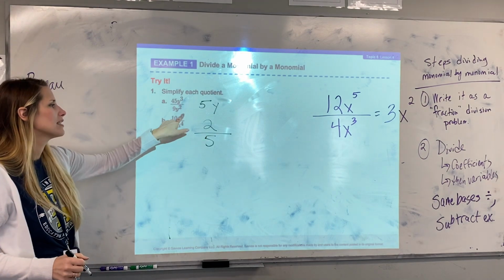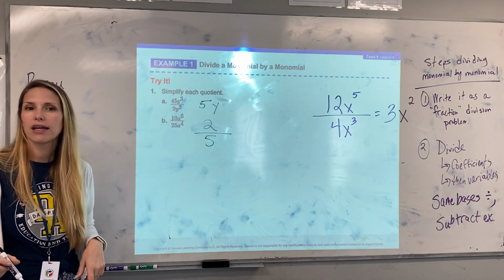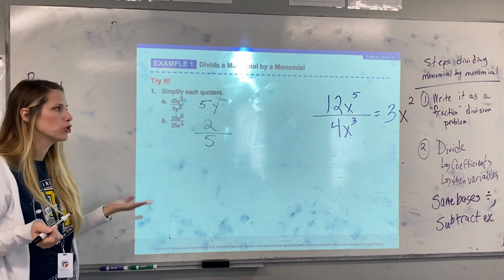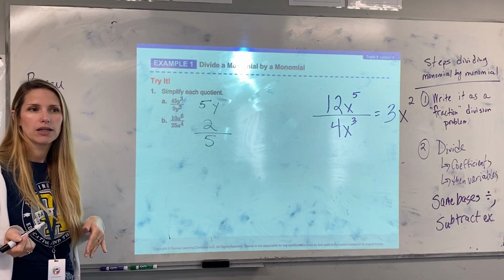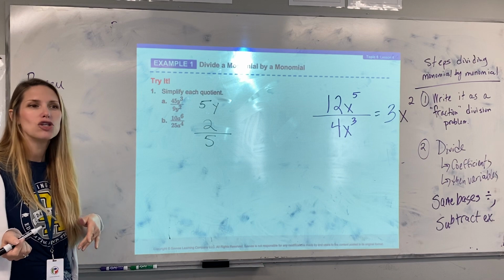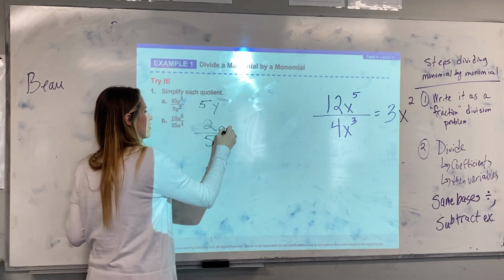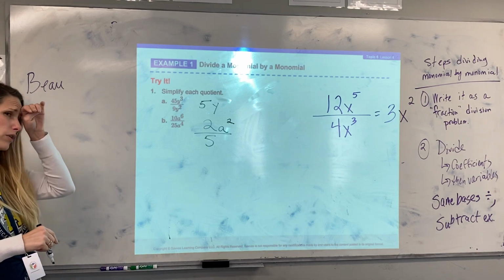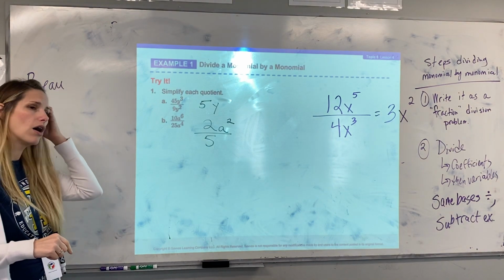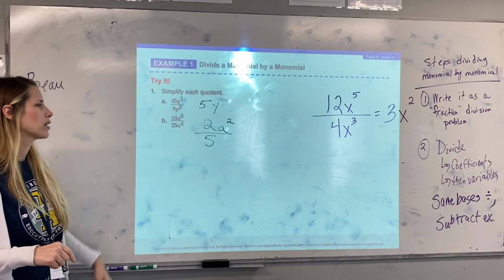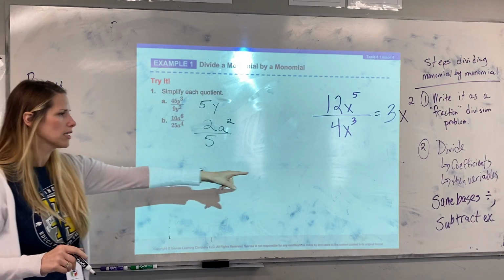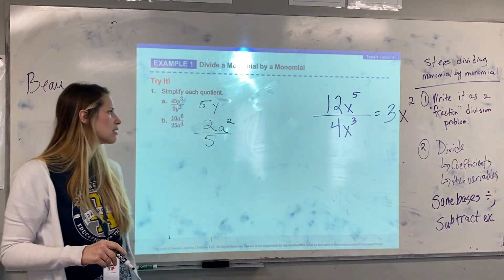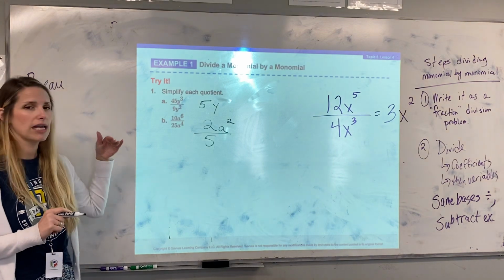Now, a to the 6th over a to the 4th, what's that? That's a squared. Does it go in the numerator or the denominator? Numerator. How'd you get 2? Because 6 minus 4 is 2, because we follow the rules. Same base is being divided, subtract the exponents, and it goes in the numerator.